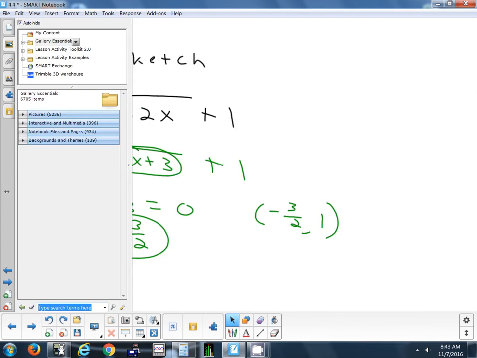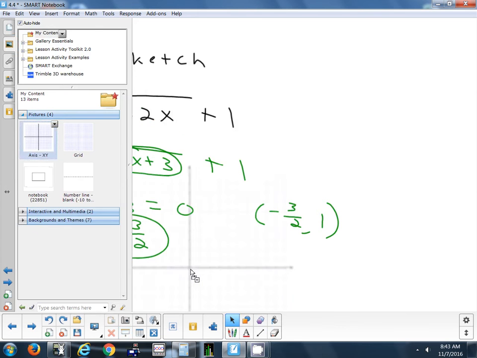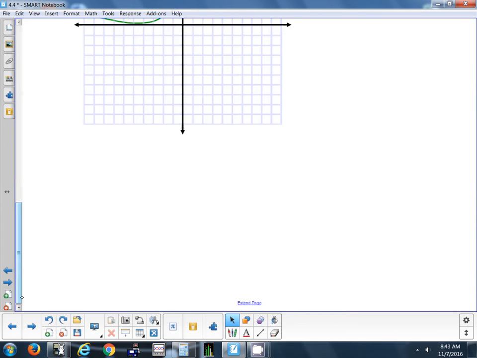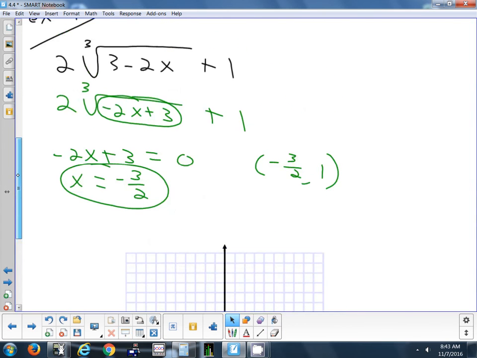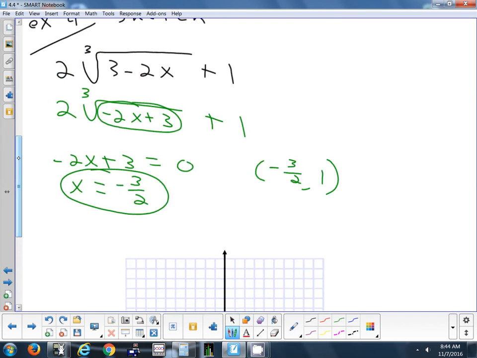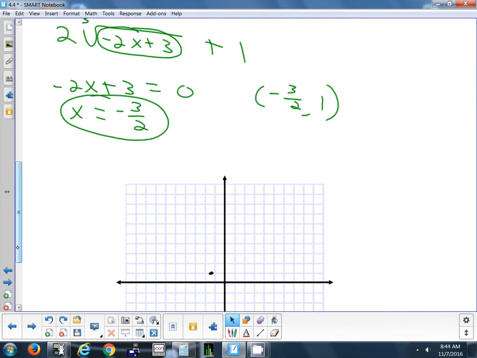So let's just get a grid. Okay, I'm going to start with -1.5, 1. And the first question I asked is, does this graph go in both directions? So that tells me that I should be checking x values that are above -3 halves and below. All right, just to get an idea of the curve.